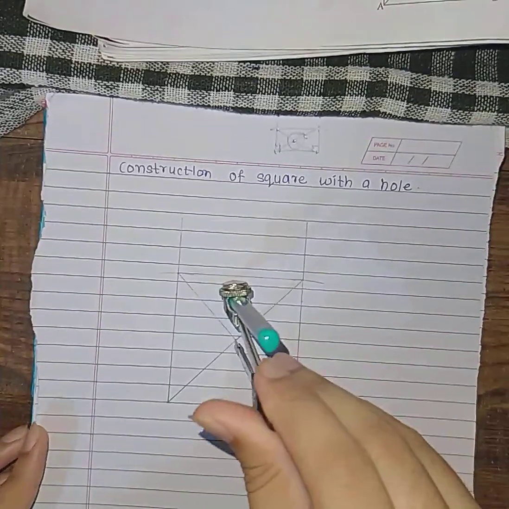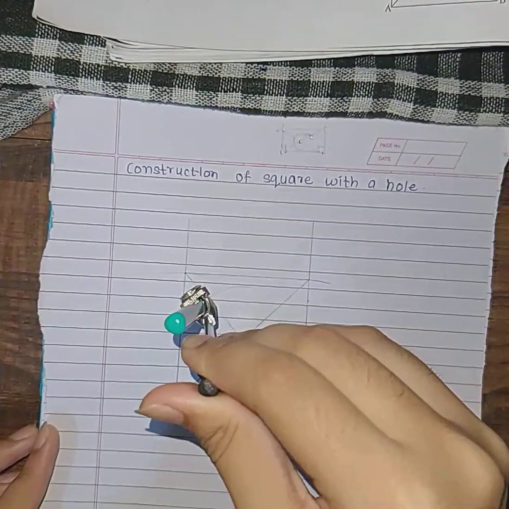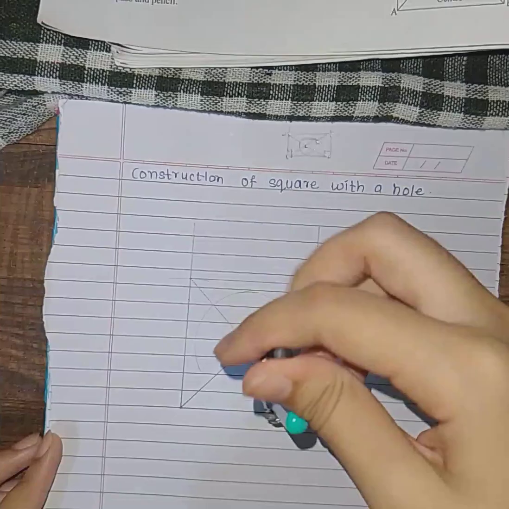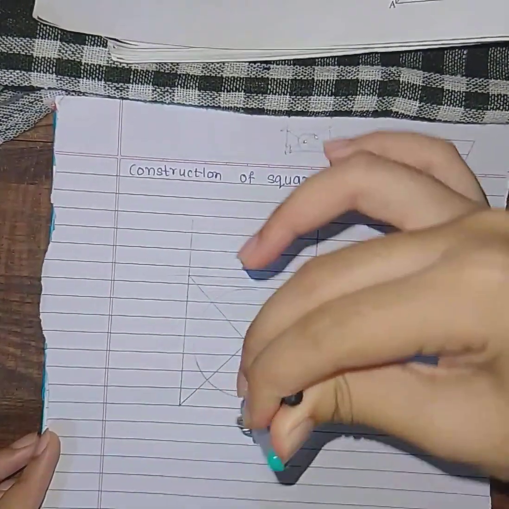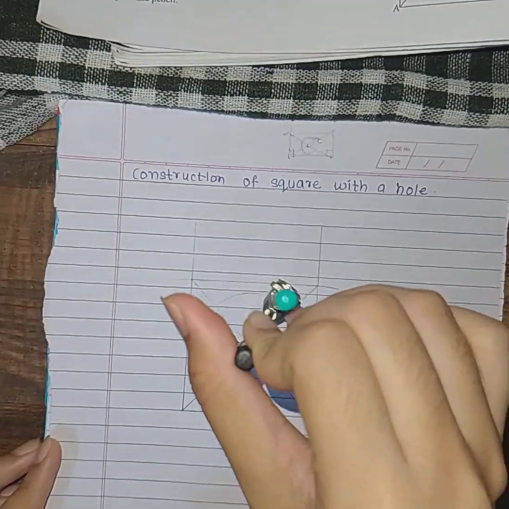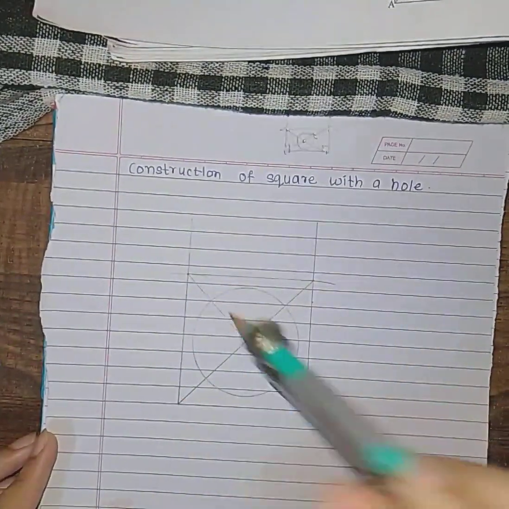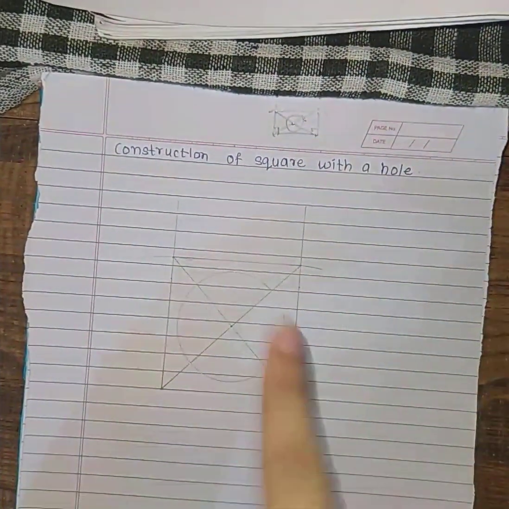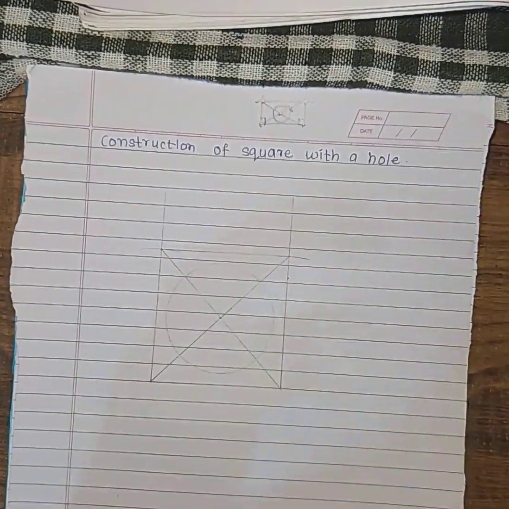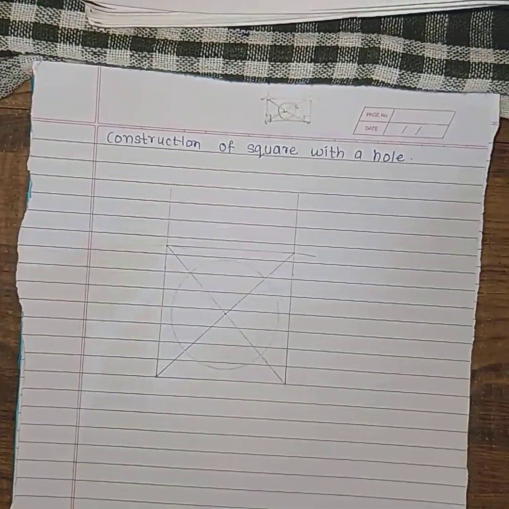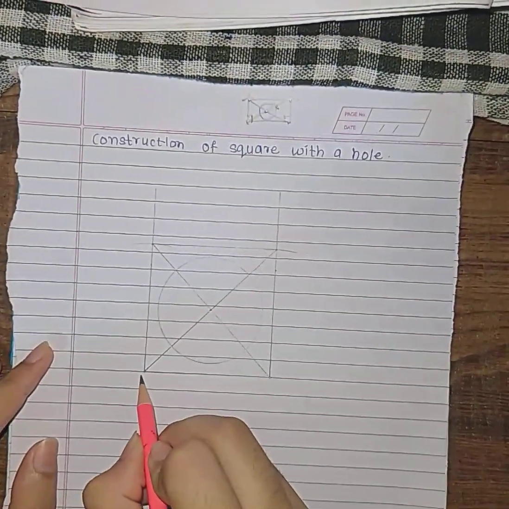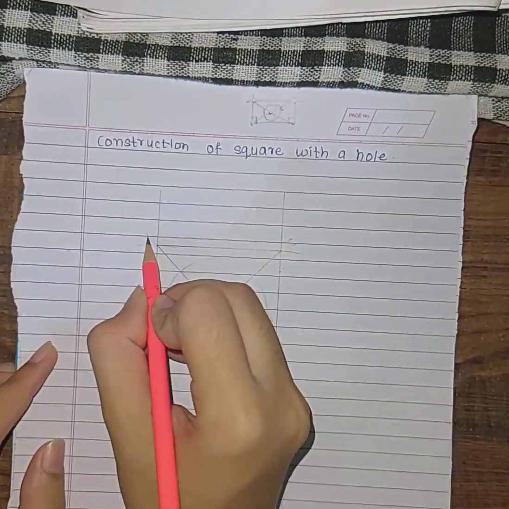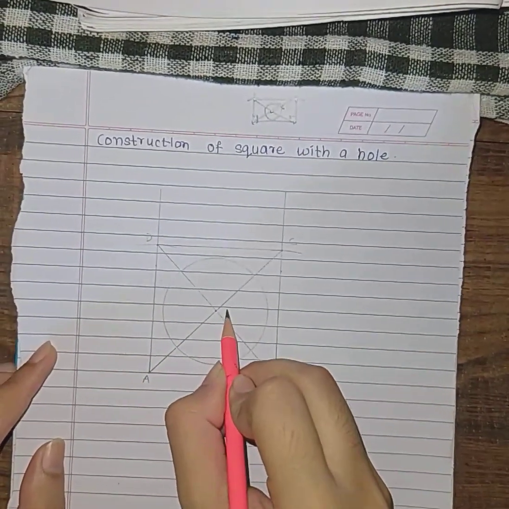Now keep the pointer on the center. If possible, try to make the circle in one go. Don't keep on making circles on it. Now this is done. Now we will name. So this is A, B, C and D. The center is E.